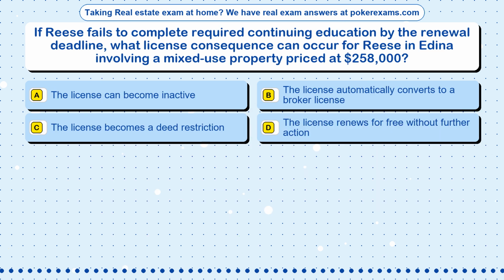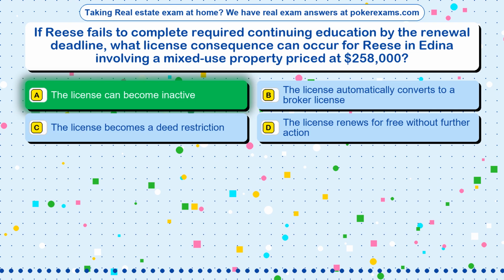Question 65. If Reese fails to complete required continuing education by the renewal deadline, what license consequence can occur for Reese in Edina involving a mixed-use property priced at $258,000? Option A. The license can become inactive. Option B. The license automatically converts to a broker license. Option C. The license becomes a deed restriction. Option D. The license renews for free without further action.